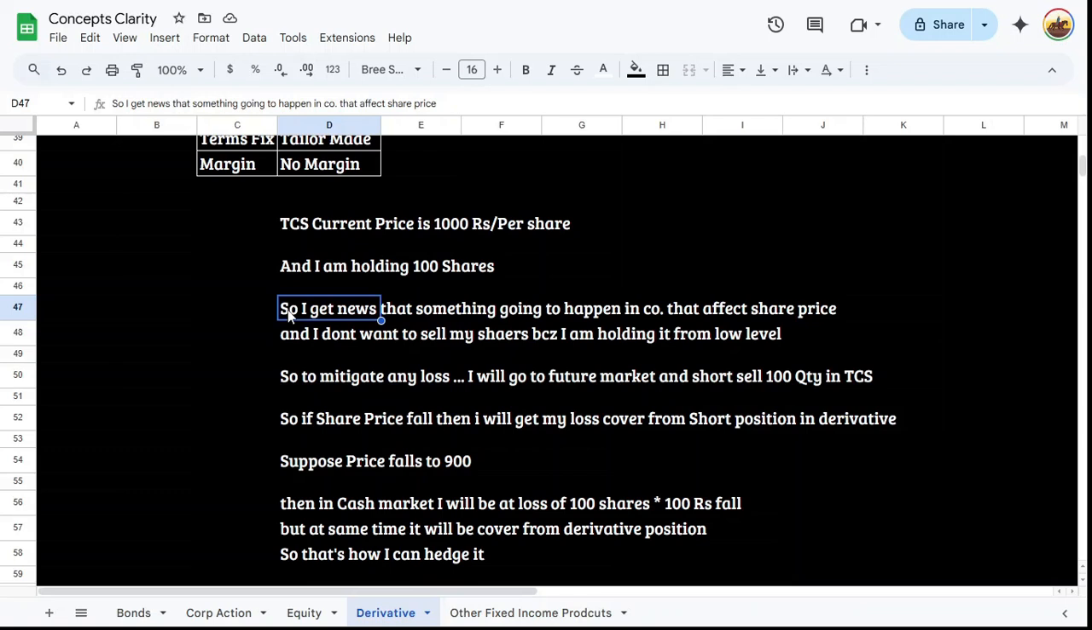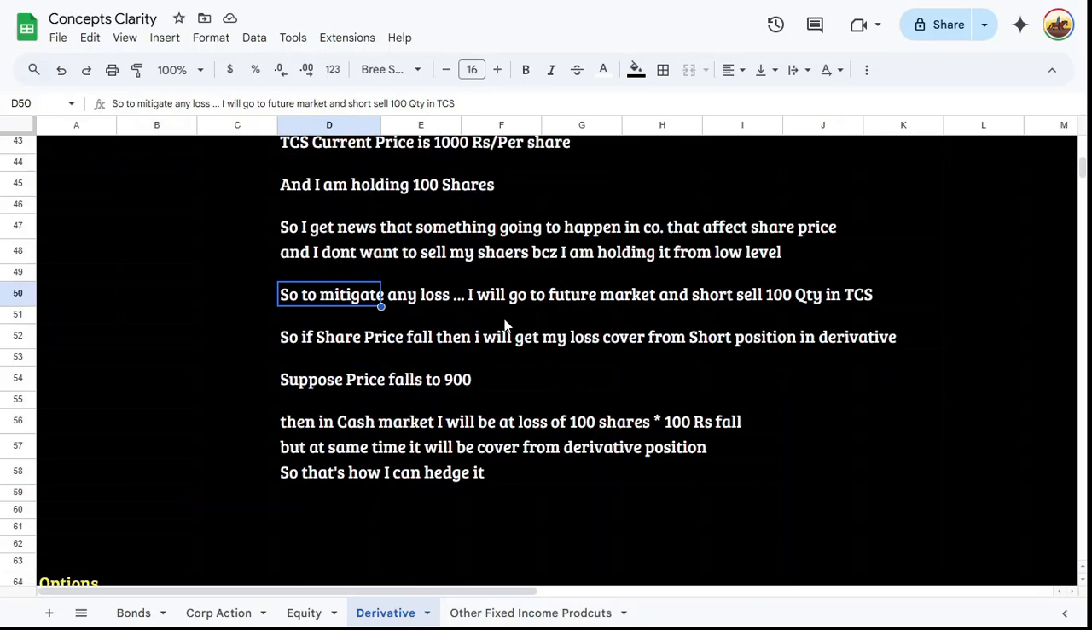So what can I do? Because I assume the price is going down, there will be a notional loss for me. So to mitigate the loss, I will go to the future market and short sell 100 quantity of TCS in derivative. Suppose 1 lot is equal to 100 quantity. In derivatives we cannot sell in shares, we can sell in lots. So I go to the future market and short the TCS current price in derivative. Suppose this is also 1,000, so I have shorted at 1,000.